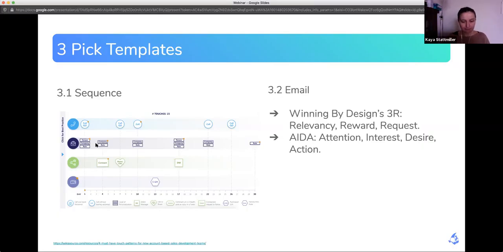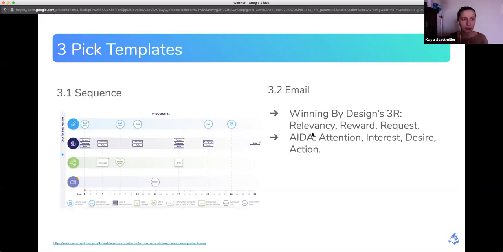And once you have this, then you can take your email formulas. There are many email formulas. You can keep the same formula throughout the cadence, or you can use different formulas for different steps. Here I give you one formula above. Here you have another formula from Winning by Design: relevance, reward, and request. Reward is basically the value. Then there is AIDA, which is very well known: attention, interest, desire, and action. If you want to learn more about it, you can probably Google both of them.